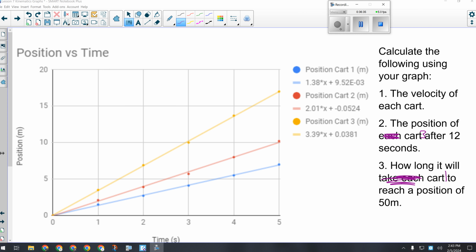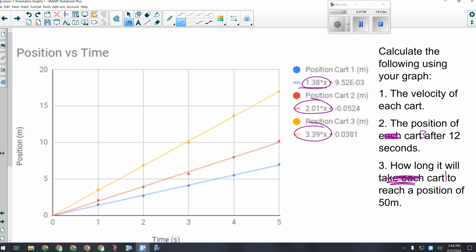Okay, so on a position versus time graph, the slope tells me how quickly I change my position as a function of time. Agreed? The other way of saying that is the object's velocity. So the slope is the velocity. So all I have to do for number 1 is say cart 1 is 1.38 meters per second, cart 2 is 2.01 meters per second, and 3.39 meters per second for cart 3. Okay, all of them positive because they're in a forward direction. That's all I have to do for question number 1.